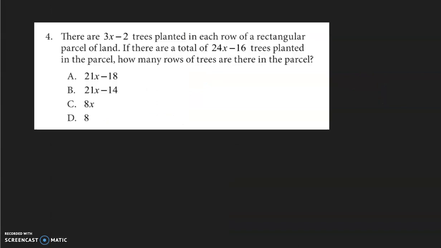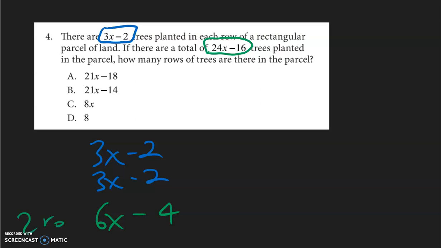Number 4 is telling you that you have a total of 24x minus 16 trees. That sounds weird because when you talk about how many trees, why is there a variable x in there? But the trick of this is treat it like regular numbers. And then we know that each row has 3x minus 2. So for example, one row will be 3x minus 2. Another row will be 3x minus 2. So if we only have 2 rows, wouldn't our total just be 3x plus 3x, which is 6x, negative 2 minus 2 is negative 4. So 2 rows will have this.